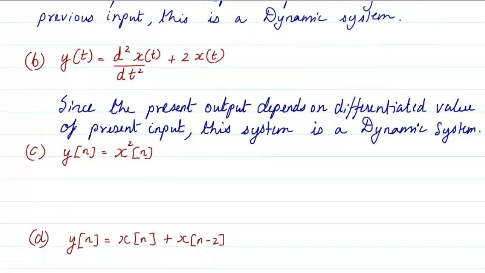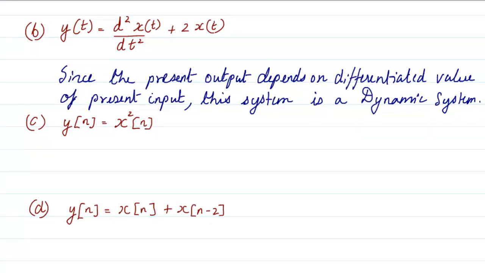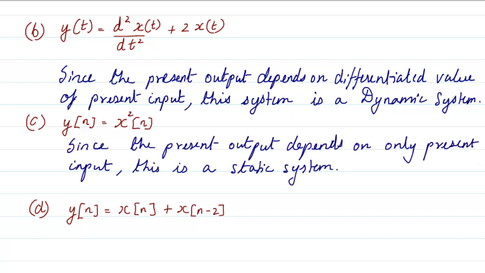Let us look at another problem. y of n is equal to x square of n. You can very clearly see here that the present output depends only on the present input. Therefore, I will write, since the present output depends only on present input, this is a static system.